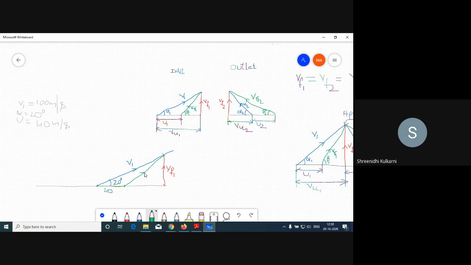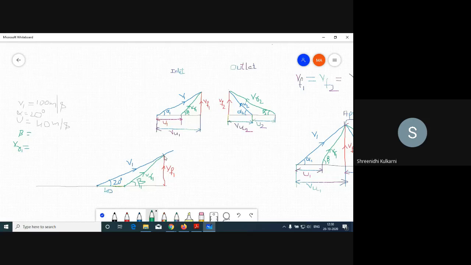See, this is VR1, and this angle is beta1. So now we can use your protractor and check what is the beta angle. Here we are going to write, check what is your beta angle. Next, check from here to here what is the distance. So that is VR1.